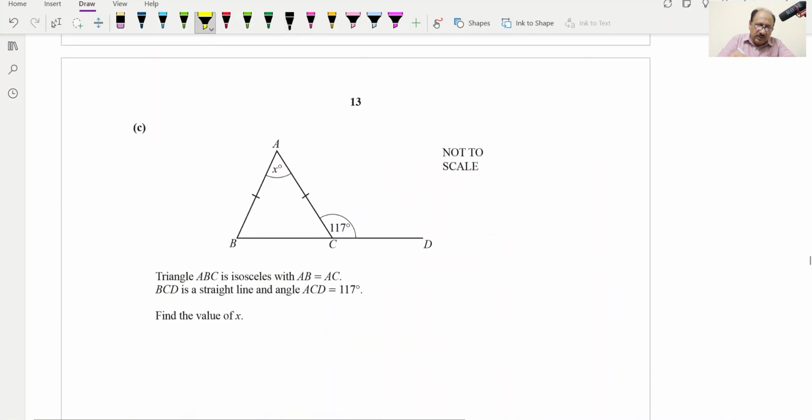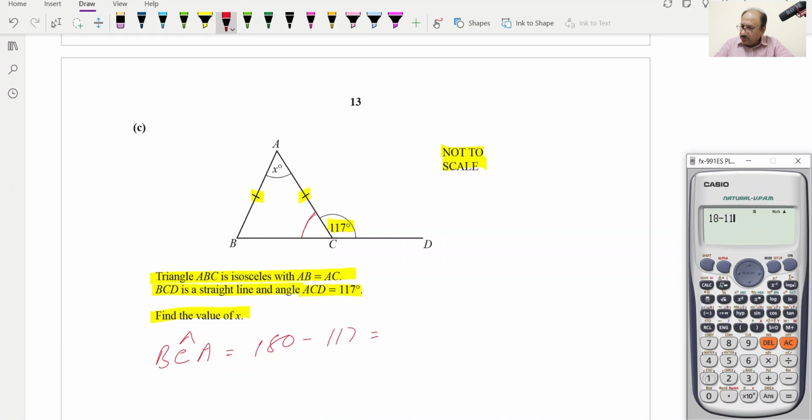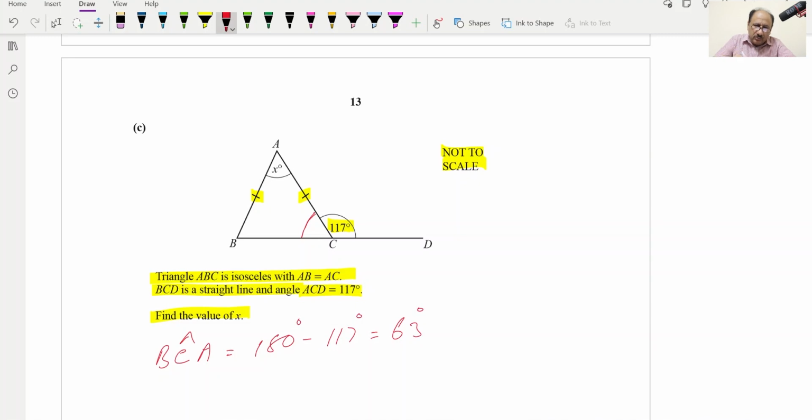Now C part, again the diagram is not to scale. Triangle ABC is isosceles with AB and AC, so AB and AC are equal. BCD is a straight line. ACD is equal to 117. Find the value of x. So angle BCA is equal to 180 minus 117, and this will be equal to 63. So this one is equal to 63.